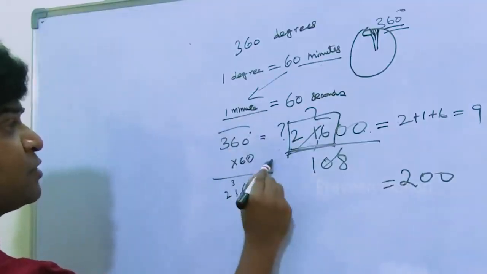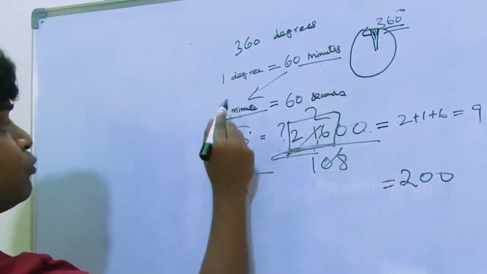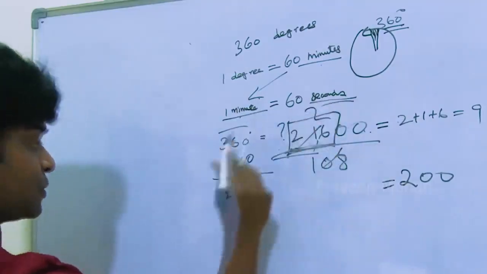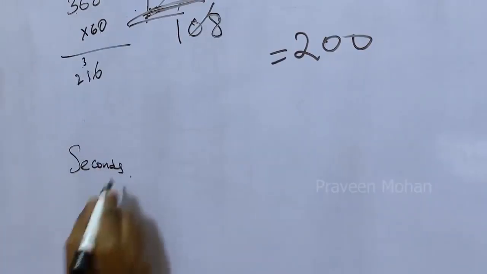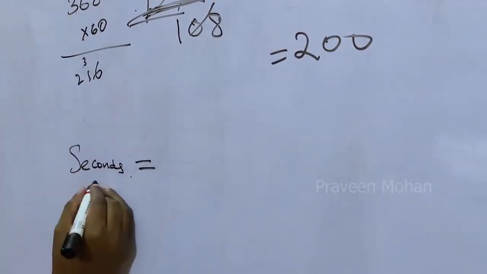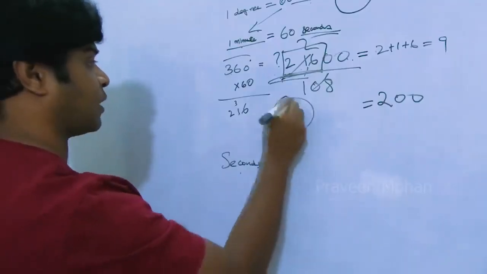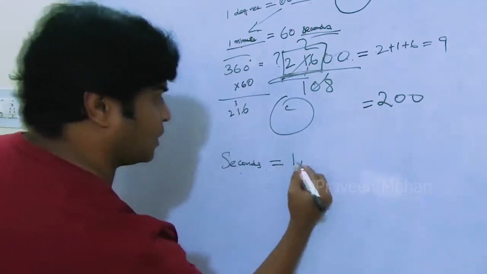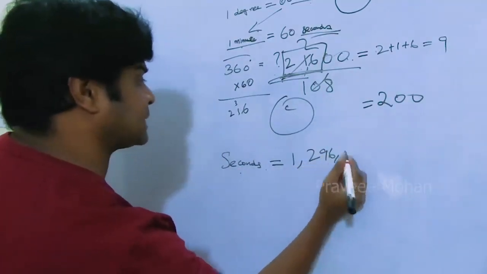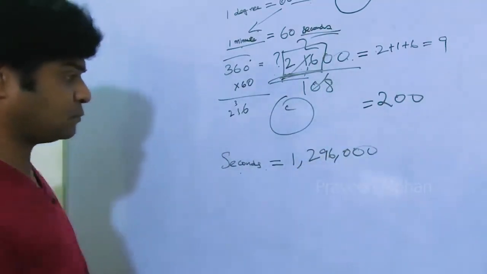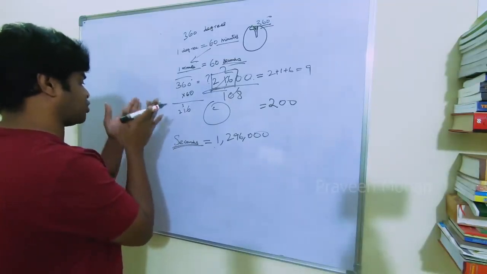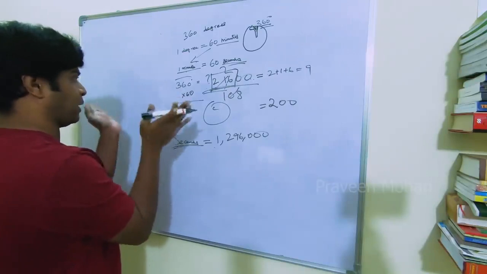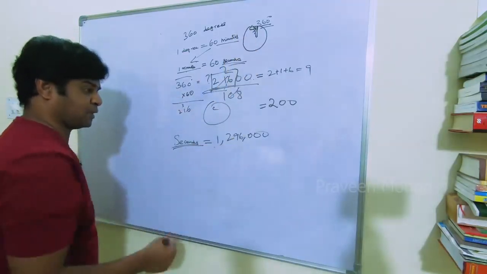Now let's go further, right? We're looking at minutes. This is how many minutes there are. Now if we look at the number of seconds, this should be a big number, okay? The number of seconds in an entire 360 should be 1,296,000. This is what we have.